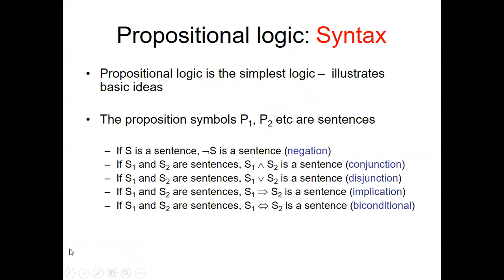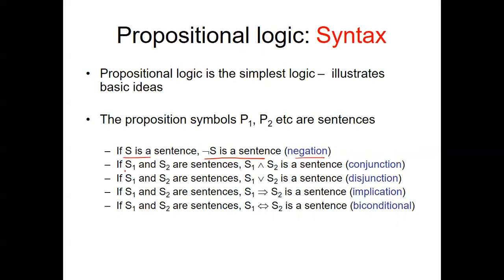On each proposition, so a proposition is basically a sentence, we can perform some operation. The simplest form of operation is negation. If S is a sentence, then negation of S is also a sentence. So if sun rises in the east is a sentence, then sun does not rise in the east is also a sentence. We are not talking about the truth of that sentence; the truth value may be either true or false.